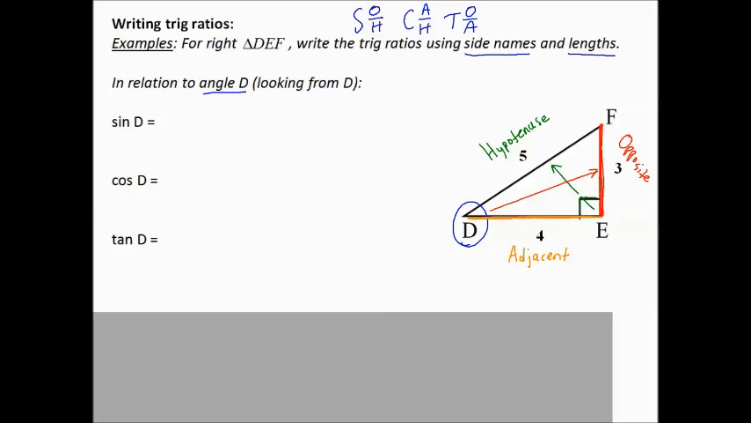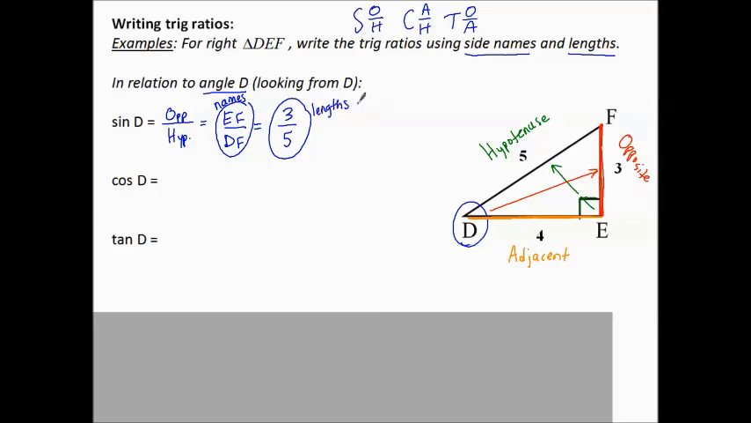So let's start by thinking about SOH, because the first one I have is sine. Sine is opposite over hypotenuse. So from the picture that I have, opposite is side EF. Hypotenuse is side DF. That is using the side names. This is the way to write it according to the side names. Then using the lengths, opposite is 3, hypotenuse is 5, so 3/5. Side names and lengths.